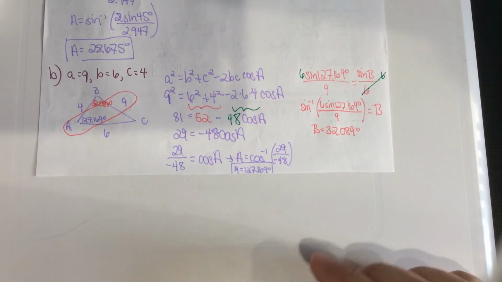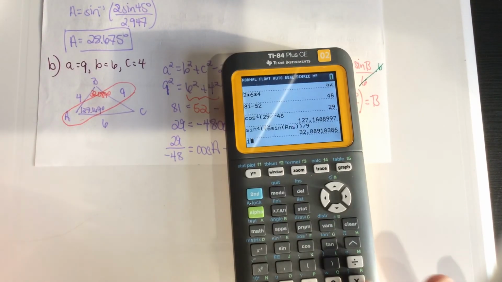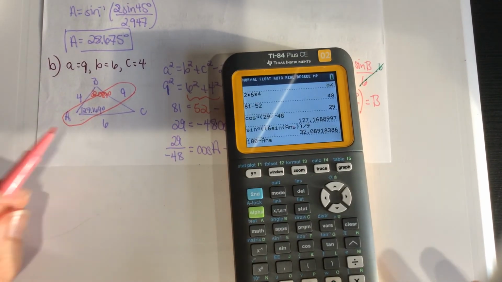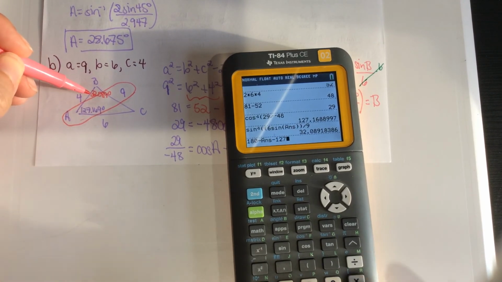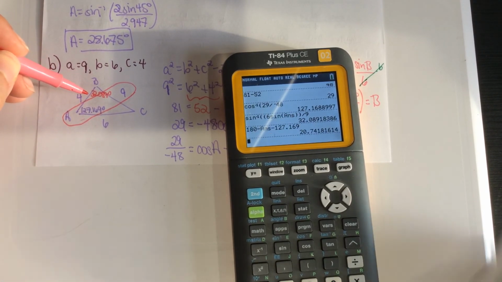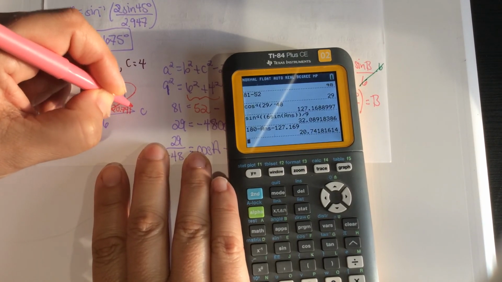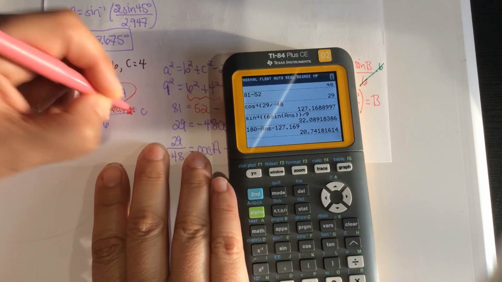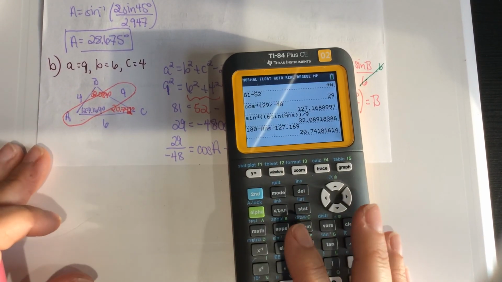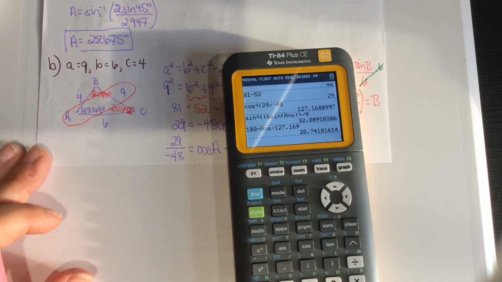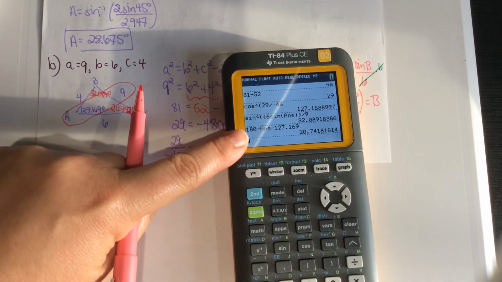And then I'm going to do 180 minus. Write this down if you're worried you're going to forget it. I'm going to do 180 minus the B minus the A to get me the C. 20.742 degrees. Okay, so pause me for a second and write that down. Angle C equals this stuff.